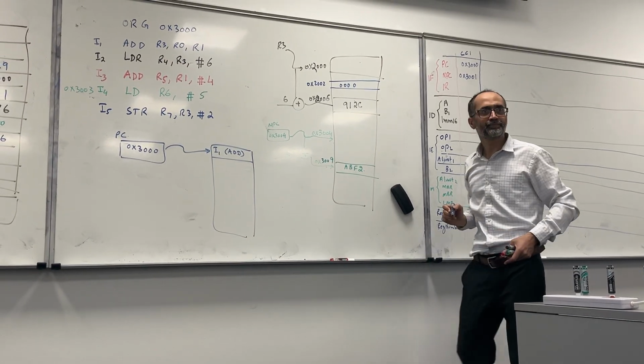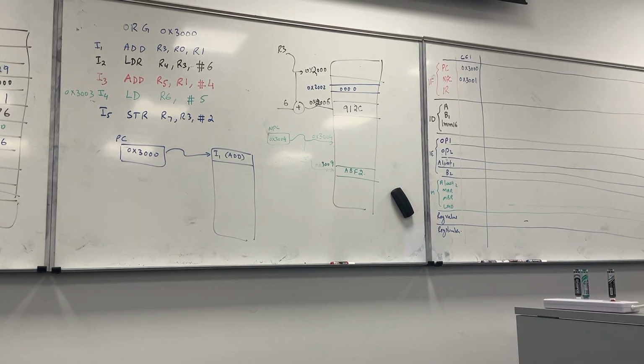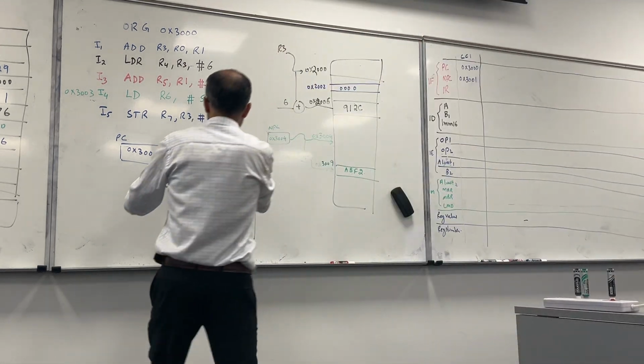3001. You got it or not got it? Okay. Now 03001, and then we have an IR, instruction register. So who is pointing to the instruction? Who is pointing to the instruction?